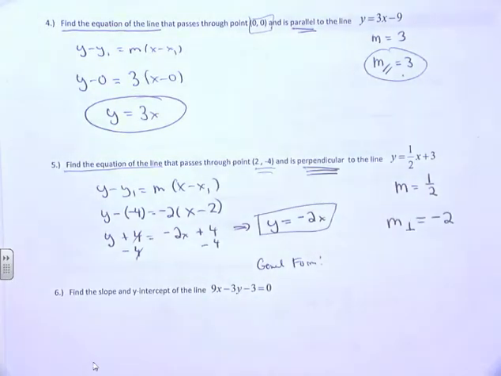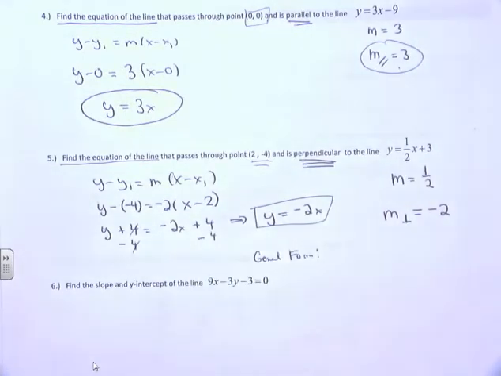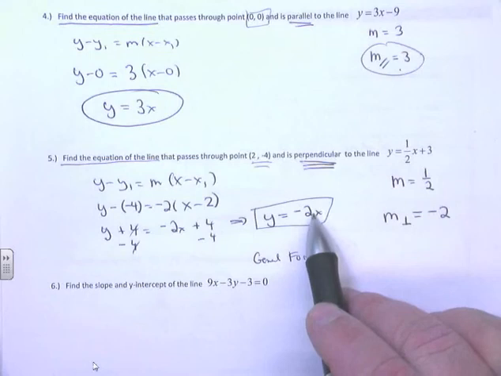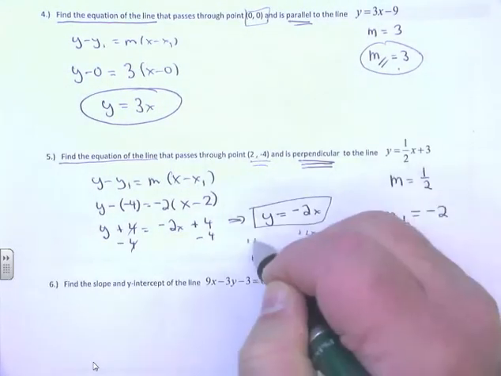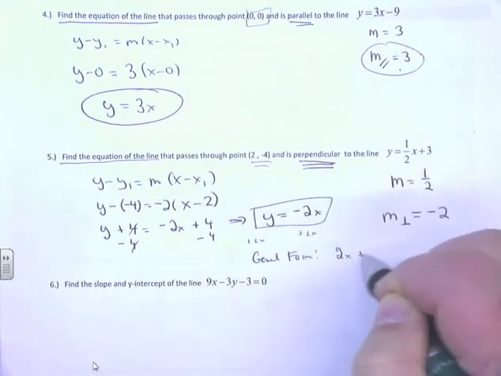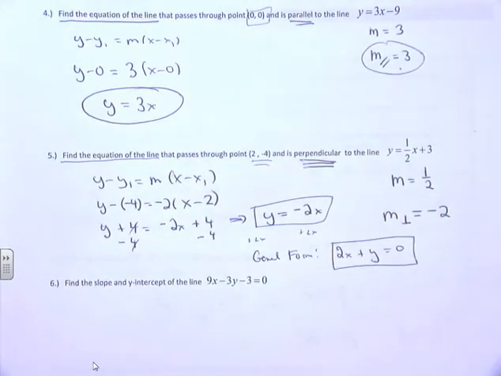What would general form be? Good. You want to make sure the coefficient of the x term is positive. So you always move it whatever direction you need to move it to get the x to be positive. Well, it's negative on the right here, so I'll move it to the left. I'm going to add 2x to both sides. And I get 2x plus y equals 0. That's what it would look like in general form. Does that make sense?